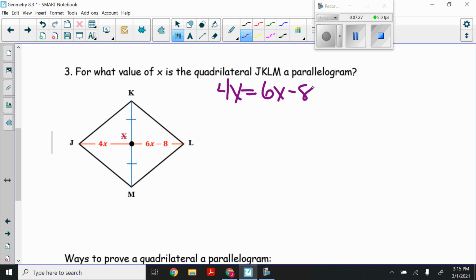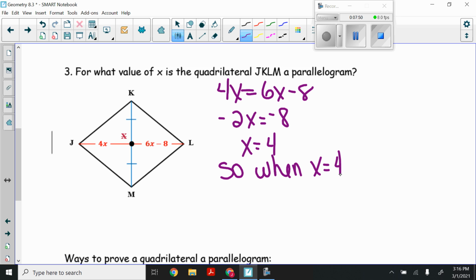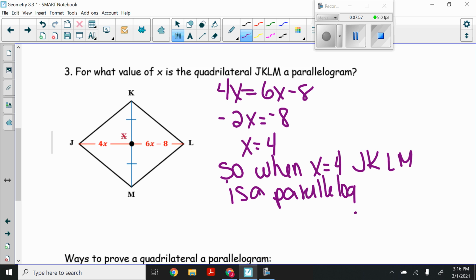If I can prove that, then I can say that my quadrilateral is a parallelogram. So 4x equals 6x minus 8, I'm going to move 6x over and I get negative 2x equals negative 8, x equals 4. So when x is equal to 4, JKLM is a parallelogram. Because my diagonals bisect each other. Okay?